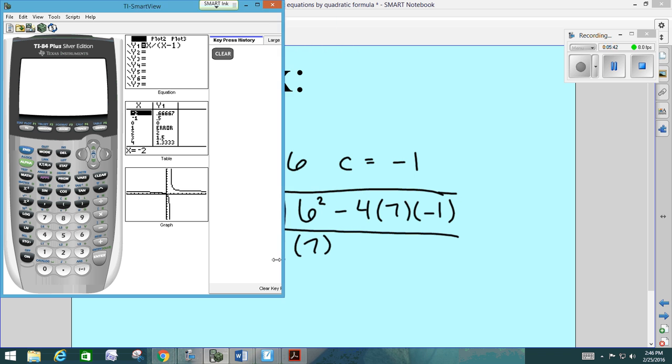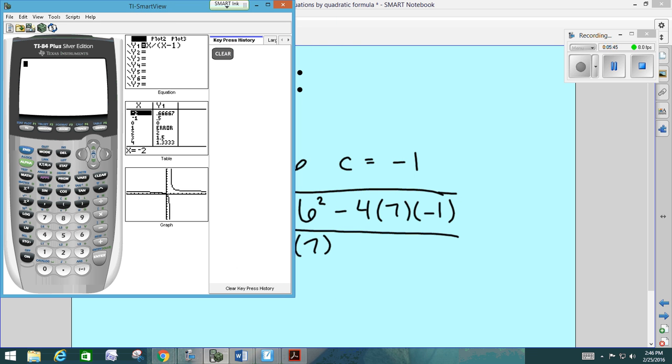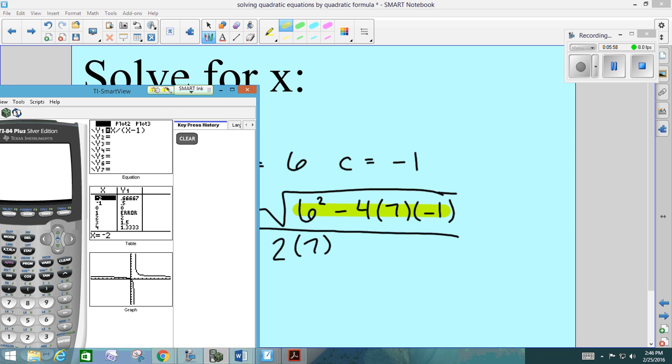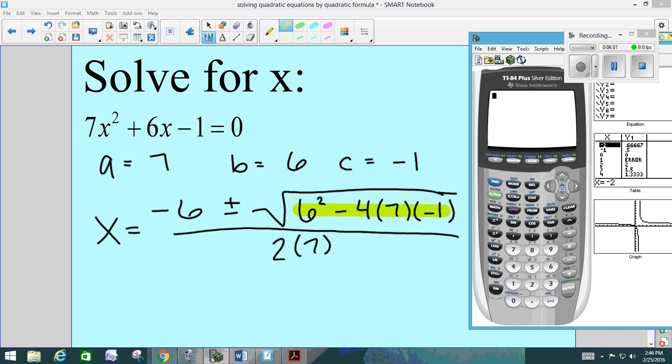And what we're going to do is punch in what's called the discriminant. It's the part that's underneath the square root symbol. So we're just going to put that stuff into your calculator to see what it simplifies to. So 6 squared minus 4 times 7 times negative 1. You get 64. Okay.